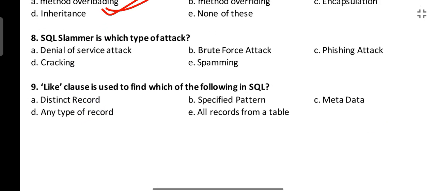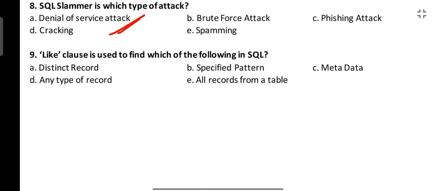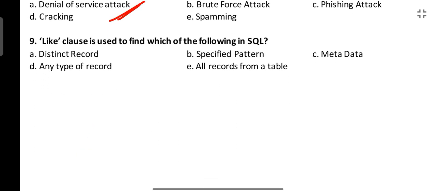Next is, SQL Slammer is which type of attack? SQL Slammer is a denial of service attack. Next is, the LIKE clause is used to find which of the following in SQL? Distinct records, specified records, metadata, all types of records, all records from a table. So LIKE is used to find a specified record pattern. We have discussed the LIKE clause also in our previous video. If you are not clear, you can go and watch that video.